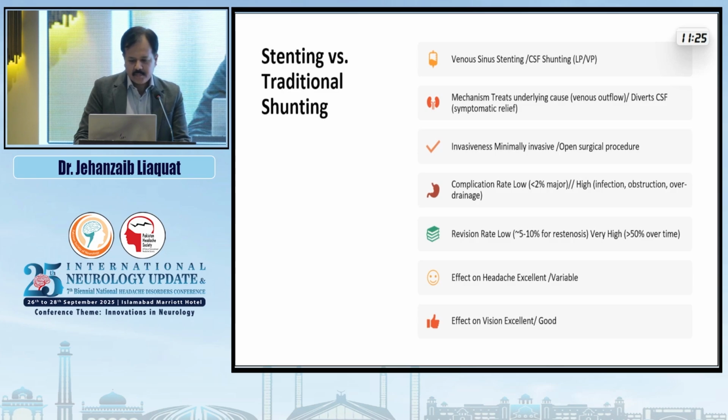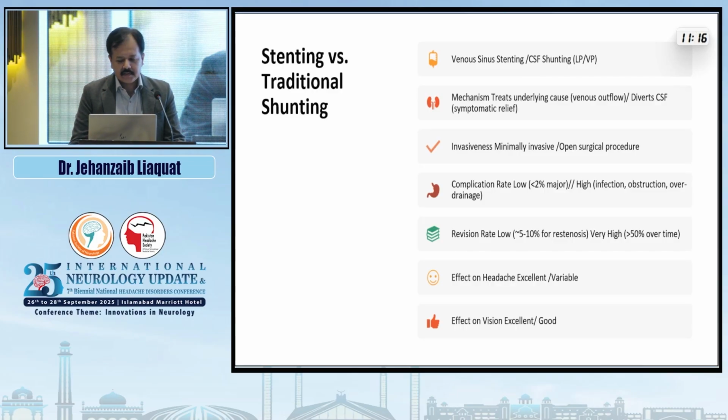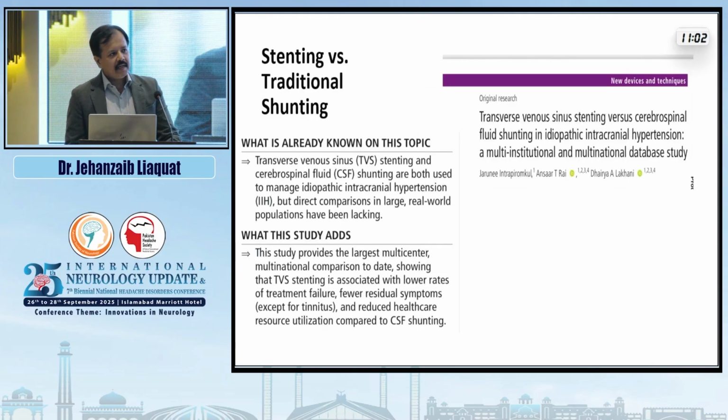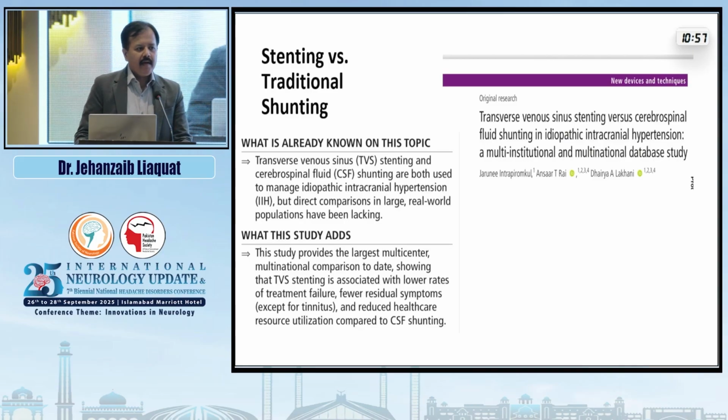flow of CSF. The complication rates, the revision rates, and failure rates are much higher in CSF shunt procedures, and they can be as high as 50%. And obviously, the improvement in headache and vision is also variable or good, as compared to excellent outcomes in patients with venous sinus stenting. So this was a recent study which was published about a month back in the Neuroendovascular Journal, and it was published in the British Medical Journal as well.